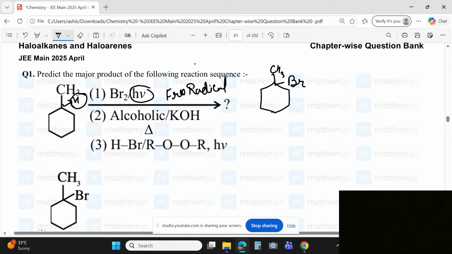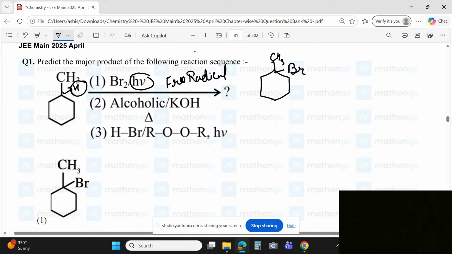Now we are performing the reaction with alcoholic KOH. So it means it will do the elimination reaction. Br will be here and H will be removed from here so that we will get the stable alkene. After the reaction with alcoholic KOH, we will get our product, that is CH3, and there will be a double bond.